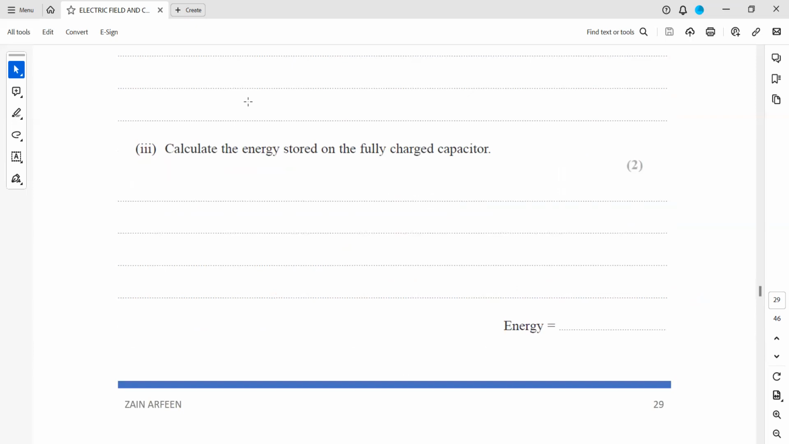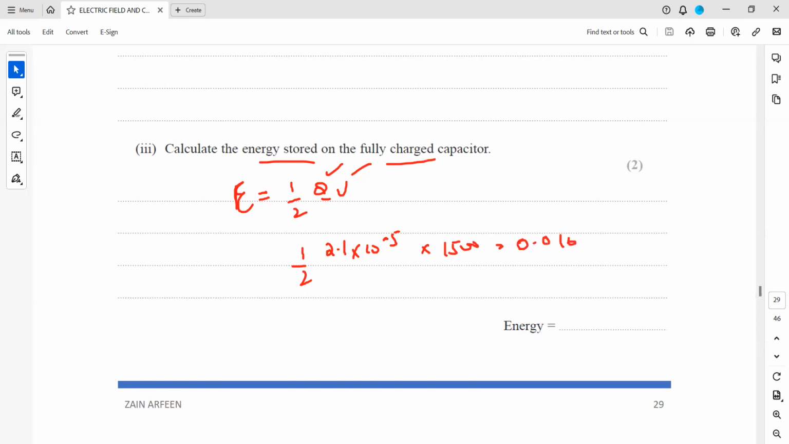Calculate the energy stored when it's fully charged. So energy stored in the capacitor is half Q into V. So you have the maximum charge, and you have the energy stored on a fully charged capacitor. When the capacitor is charged fully, the maximum charge, we calculated that was 2.1 into 10 to the power minus 5, or 21 minus 6, and the voltage is 1500. So the maximum energy is 0.016 joules. That's the maximum energy this capacitor will store.